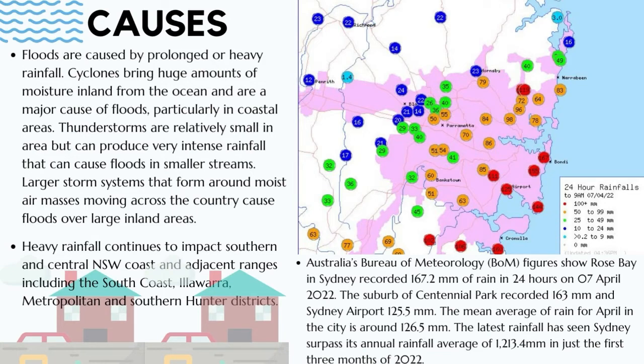The mean average of rain for April in the city is around 1.6.5 millimeters. The latest rainfall has seen Sydney surpass its annual rainfall average of 1.13.4 millimeters in just the first 3 months of 2022.